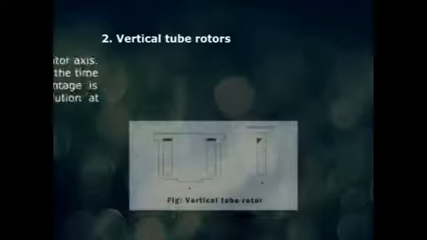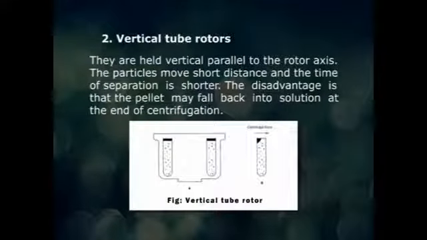Second one is the vertical tube rotors. They are held vertical, parallel to the rotor axis. The particles move a short distance and the time of separation is shorter. The disadvantage is that the pellet may fall back into the solution at the end of centrifugation.